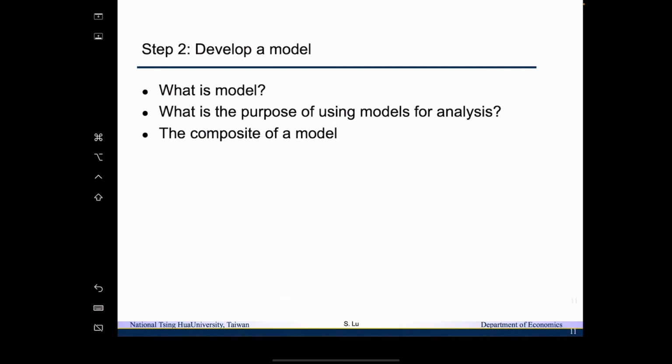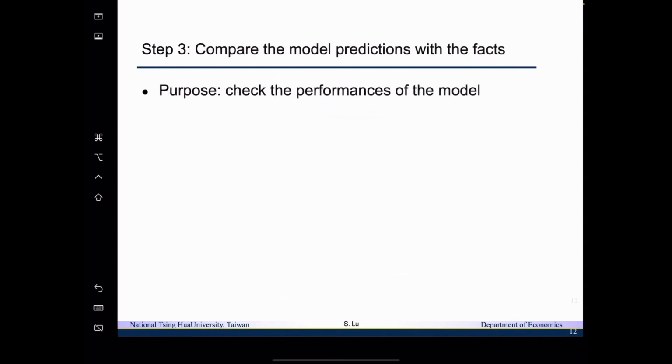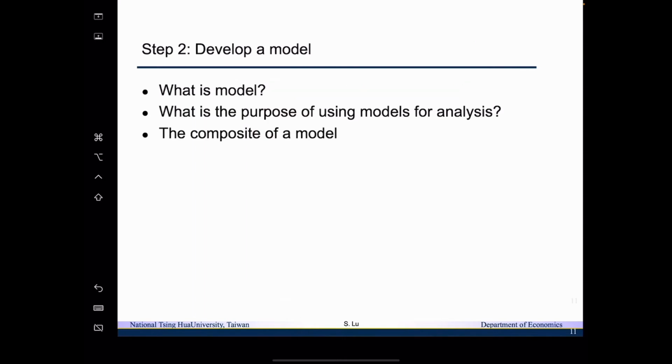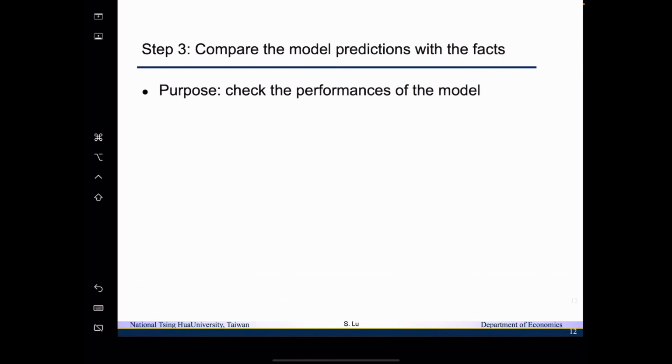So once we have a model developed, we then would like to compare the model prediction with the facts that we observe. Why is that so? Because we need to check the performance of the model. If the model prediction turns out to be completely different from the fact, then the model is not working well. A model that doesn't work well will not be able to give us an insight, or it won't be a good toy for us to play around with to check whether or not perturbing some of the variables will be able to result in the effect that we want to generate.